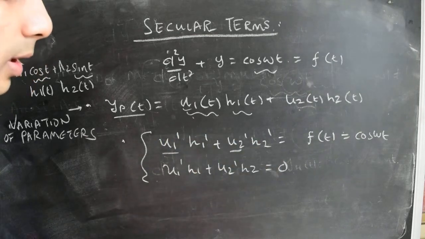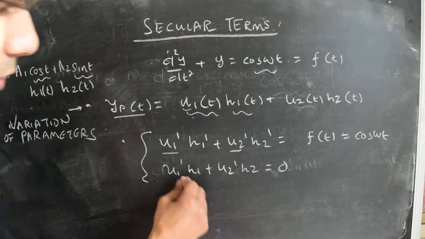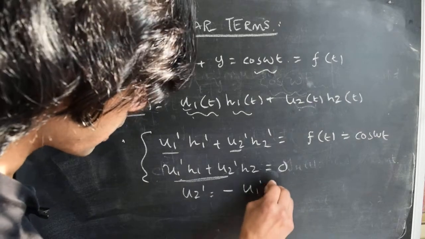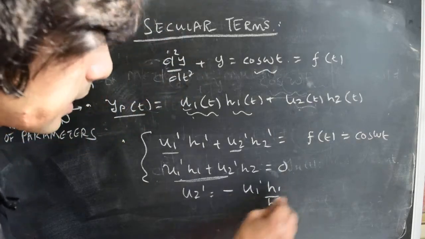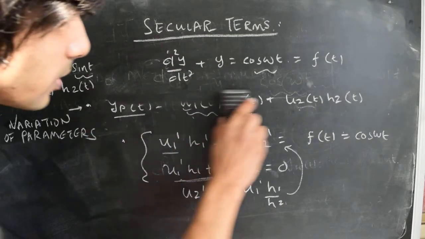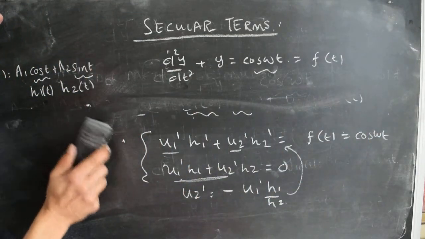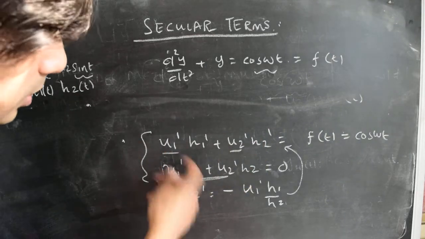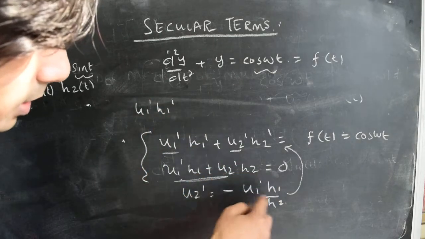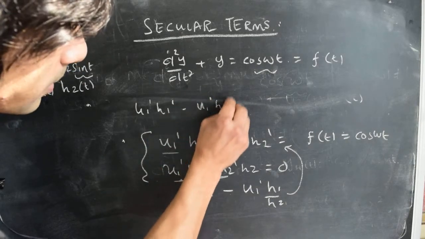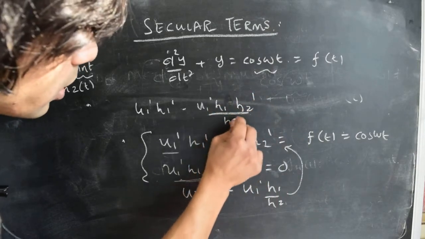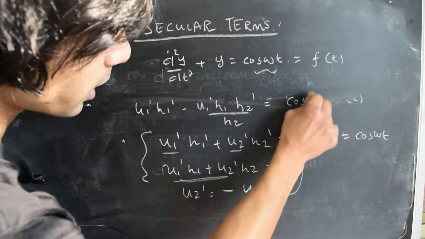Okay, so let's solve for u1 prime and u2 prime using this. First of all, using this equation, we can eliminate u2 prime and write u2 prime is minus u1 prime h1 divided by h2, and then we substitute this into the first equation. We find that u1 prime h1 prime minus u1 prime h1 times h2 prime divided by h2 equals the forcing function, which for us is cosine omega t.